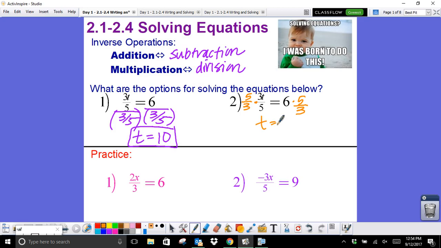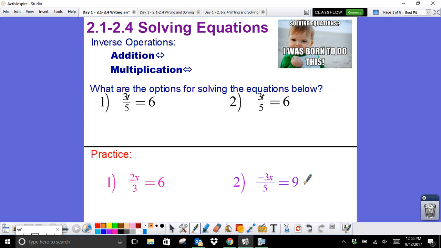We still get 10. Okay, I'm going to show you what would happen if you did multiply by 5 from the very beginning, which you can totally do. I just think it's more work. So let me clear this, and I'll just show you this third way real quick. You don't have to write it down, but just so you see it. So I could multiply by 5 and knock that 5 out. That would give me 3t equals 30. Divide both sides by 3, and I get 10.